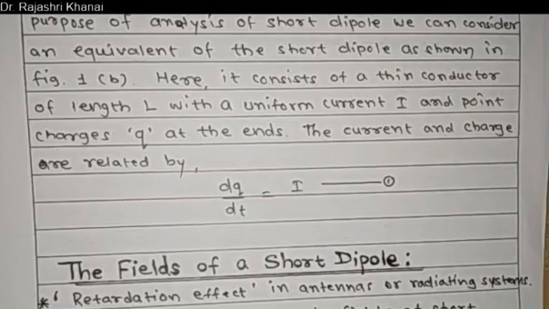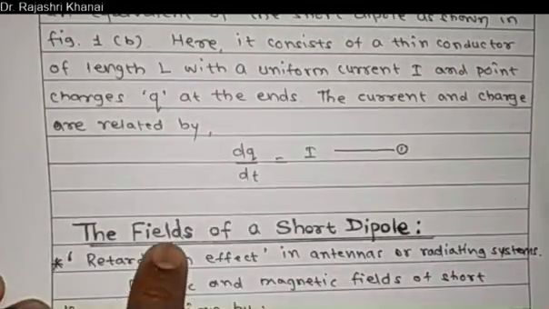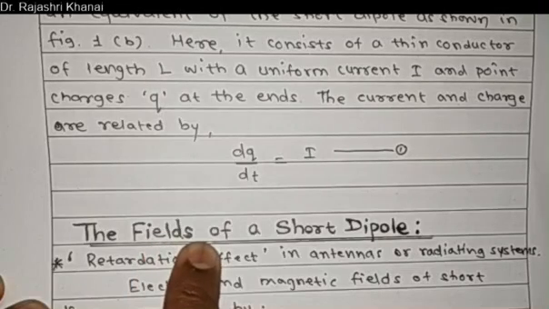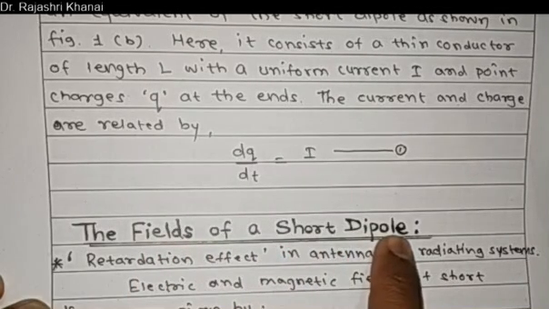In the next lecture, we will derive an expression for the electric and magnetic fields that are generated from a short dipole at a far distance from the antenna, in the far field.